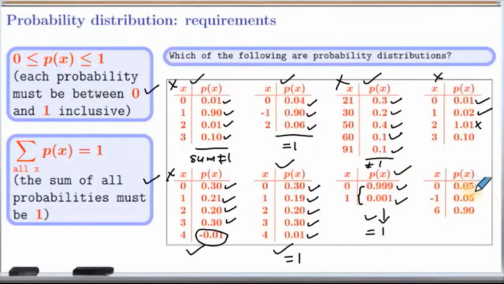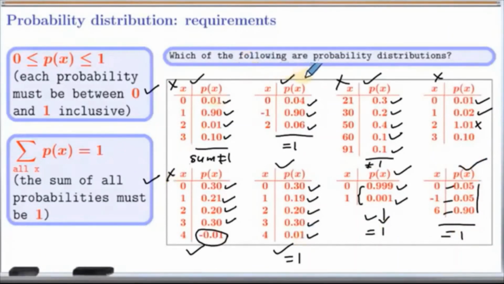And the last one, so this probability is between 0 and 1. This probability is also between 0 and 1. So is this probability. So when we add these probabilities, its sum is equal to 1. So therefore, this is also a probability distribution.